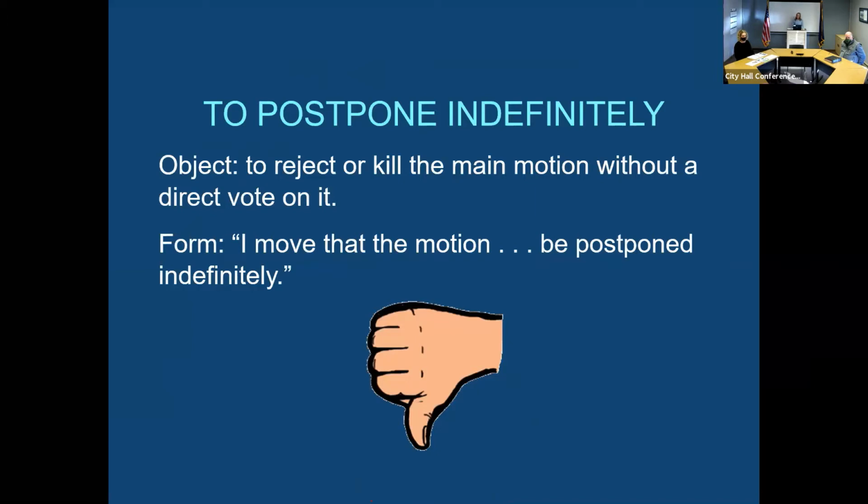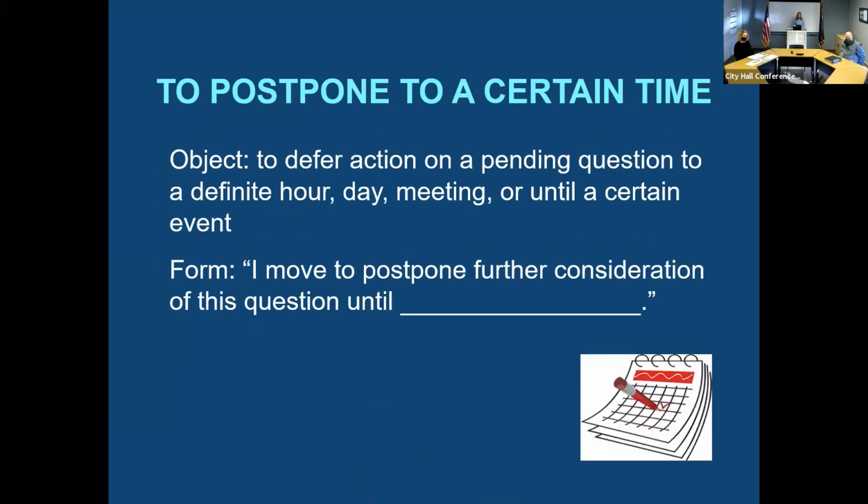If you really want to kill a motion, you would postpone indefinitely. That's the correct term. It is debatable, and it is used while a main motion is on the table. You may also want to postpone to a certain time, which would be in order if you would like to take up an agenda item at a later date. It's important to state when the item should come back for discussion. If not stated, then it goes to the next regular meeting.